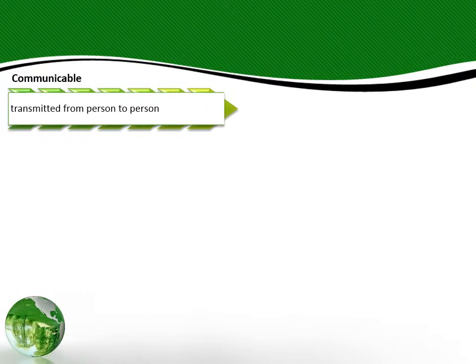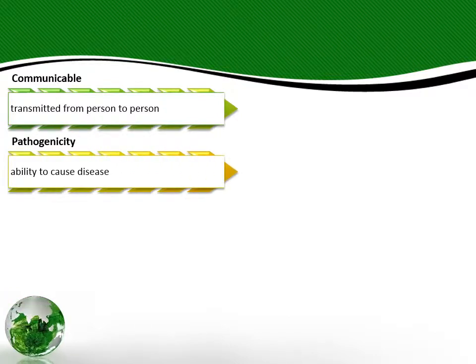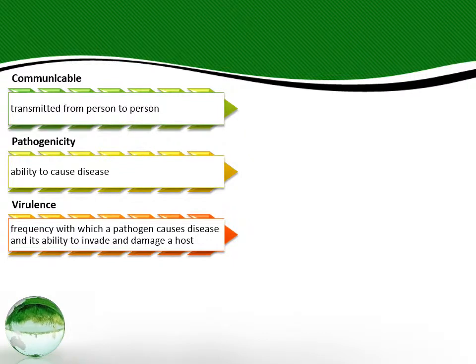A pathogen is any microorganism capable of producing disease. Infections can be communicable or non-communicable. Communicable is transmitted from person to person. Microorganisms have differing levels of pathogenicity. This is the ability to cause disease. And their virulence is the frequency with which a pathogen causes disease and its ability to invade and damage a host.